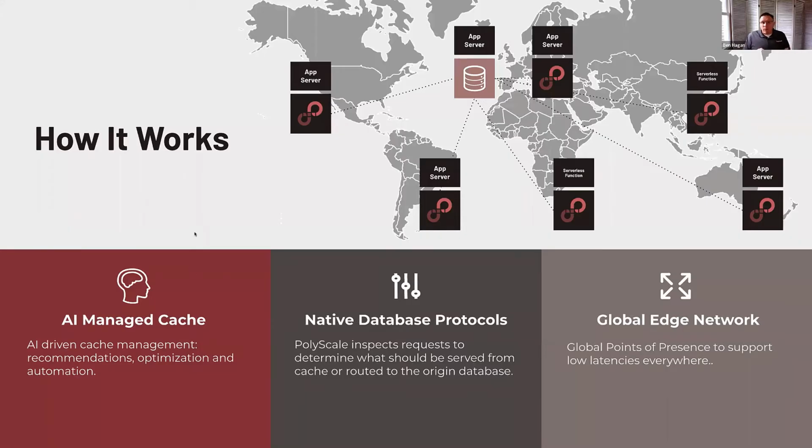So, last slide before we dig into the product in a lot more detail: how does this thing work? There are three core components that make up PolyScale. Starting on the right-hand side here, we have a network of points of presence all around the planet. To get your latencies really low, like 1 millisecond or less, PolyScale should be as close as possible to your app server. It's a sidecar cache to your application server.